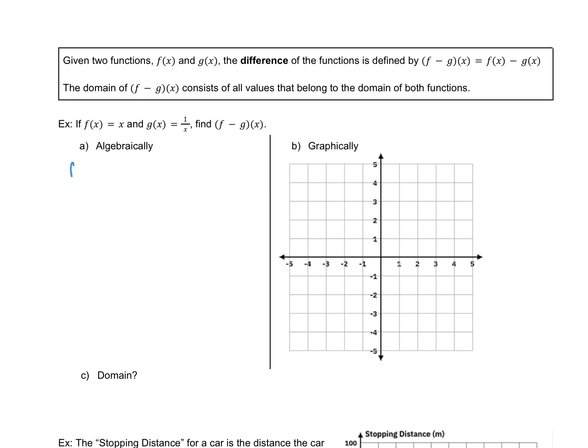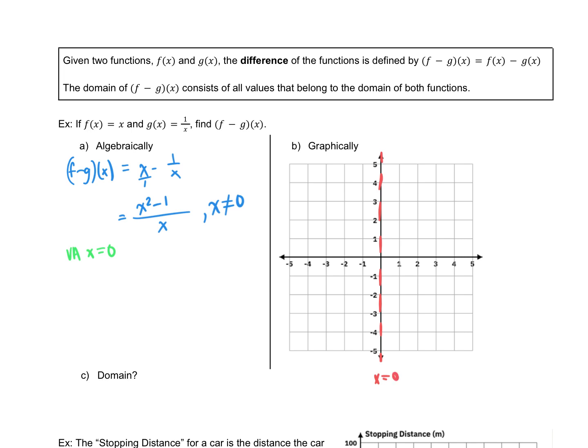So f minus g of x will be x subtract 1 over x, and once again, getting that common denominator, x over 1 will get multiplied by x on the top and bottom, so we'll have x squared subtract 1. And again, same restriction, x can't be 0, which means we have a vertical asymptote in the same place again. I'll go ahead and graph that while we're here.